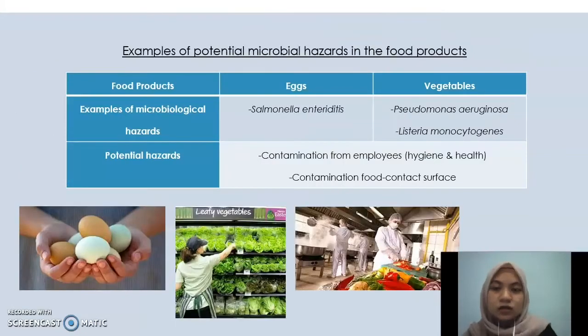Examples of potential microbial hazards in the food products, such as eggs and vegetables, may include Salmonella enteritidis, Pseudomonas aeruginosa, as well as Listeria monocytogenes. Generally, potential hazards in the production of the vegan omelette may come from contamination from the employee due to poor hygiene practices or sick individuals, as well as contamination of food contact surfaces.